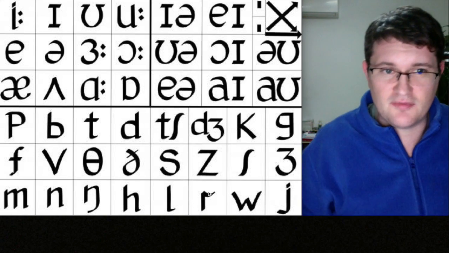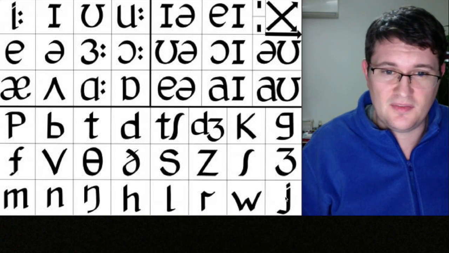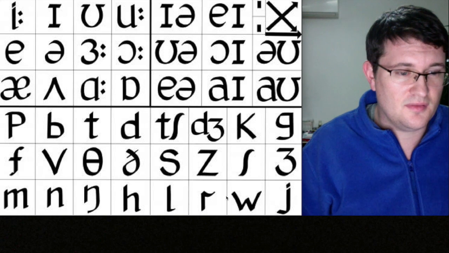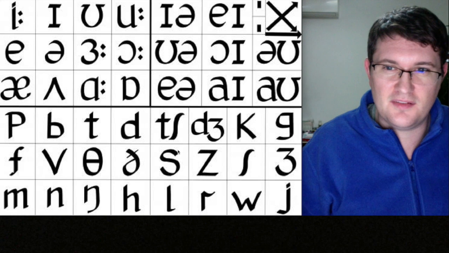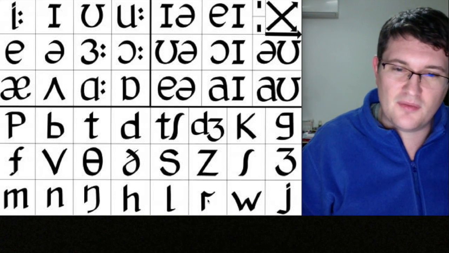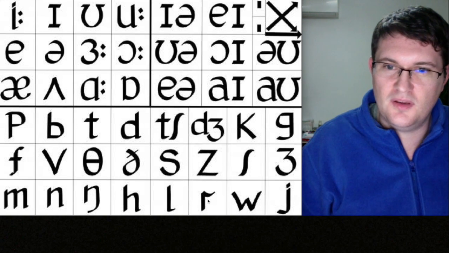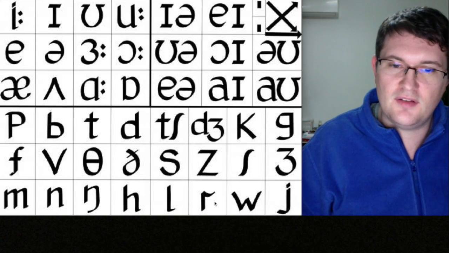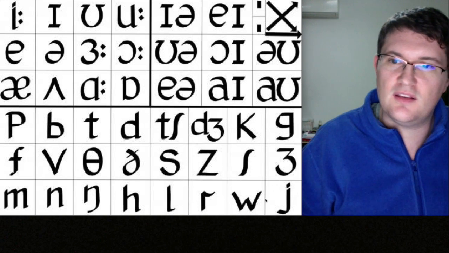And then here we have r. What are these called? Approximants. That means that vowels have unrestricted airflow. These are like vowels, but you do restrict the air a little bit. So they're not quite consonants where you completely obstruct the flow of air. These three, so r, w, y. These also like to jump in between words in connected speech.